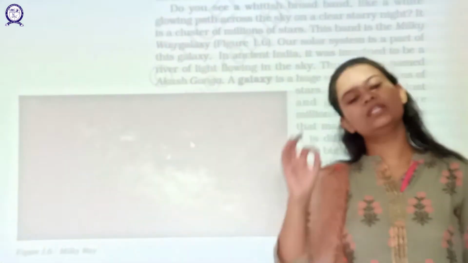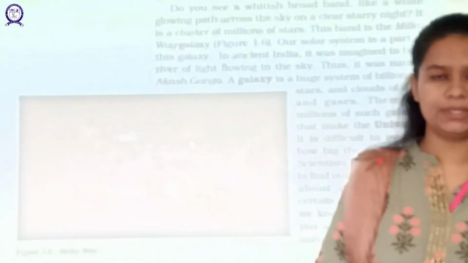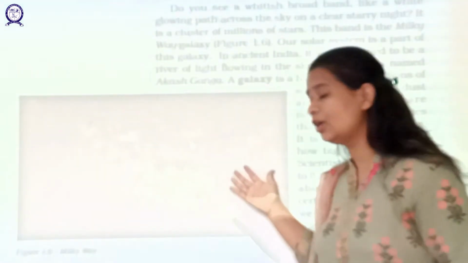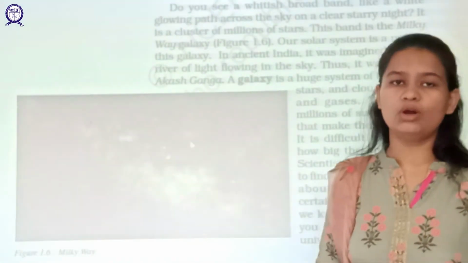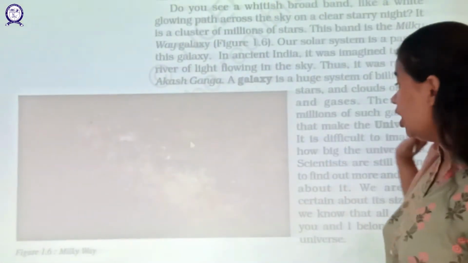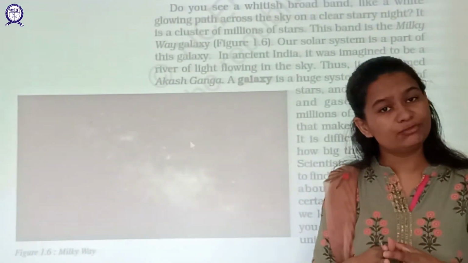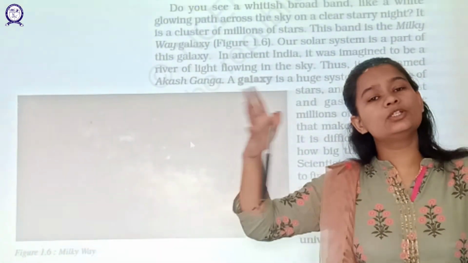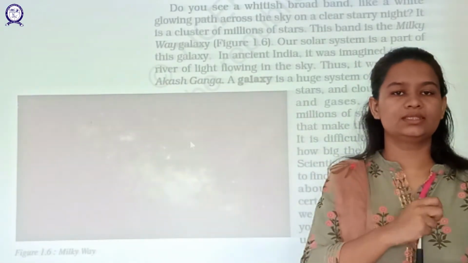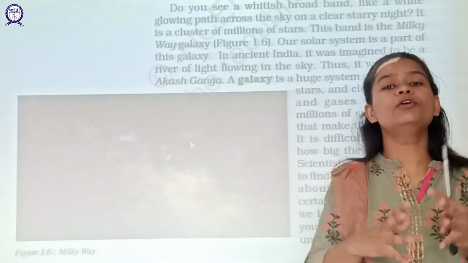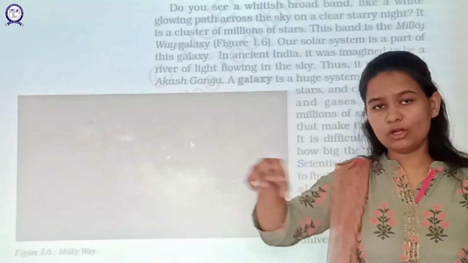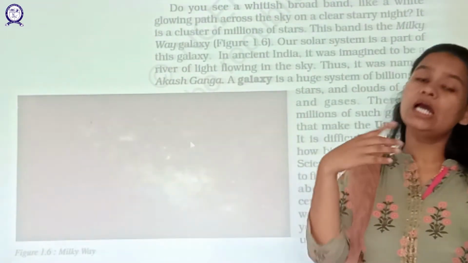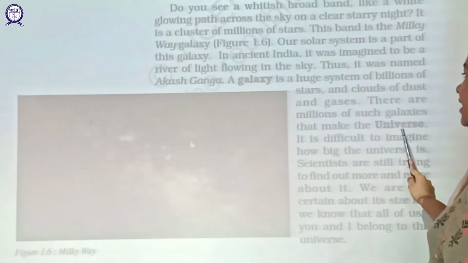The Milky Way is one of the important examples of a galaxy, where billions of stars along with dust particles come together to form the galaxy. Once the galaxies form, many galaxies together frame the universe. Millions or billions of stars along with dust particles frame the galaxy, and millions of galaxies together frame the universe. That is what is said here.